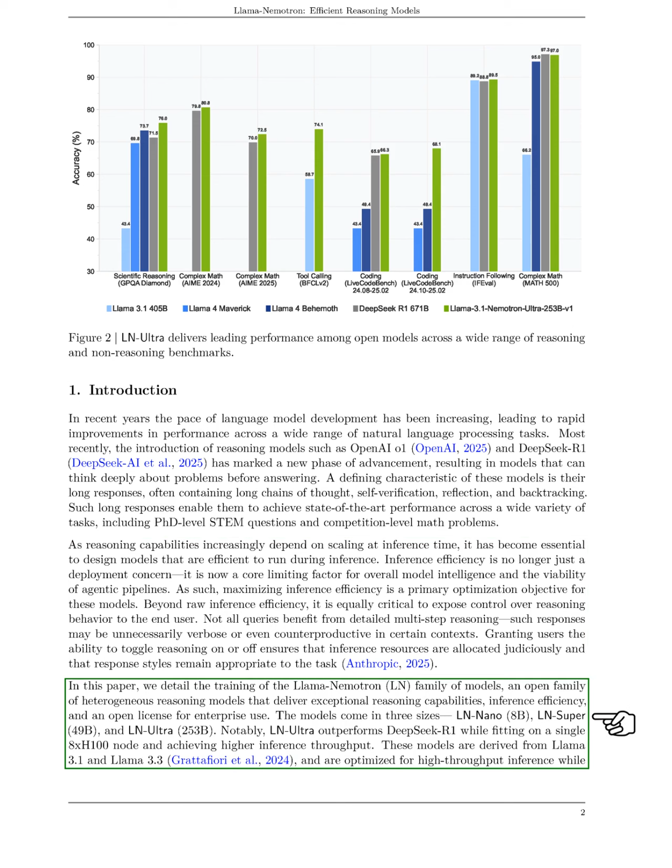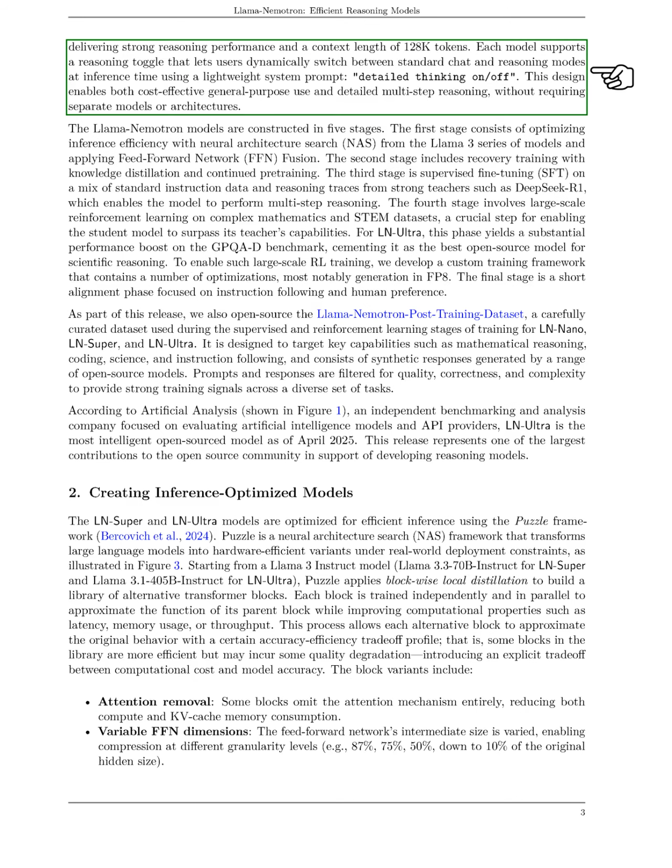We introduce the Llama-Nemotron family of models, which are open source and designed for high reasoning capability and inference efficiency. These models come in three sizes: LN Nano, LN Super, and LN Ultra. Notably, LN Ultra outperforms DeepSeek R1 while fitting on a single hardware node and achieving better inference throughput. These models are based on Llama 3.1 and 3.3, optimized for high throughput inference with a context length of 128,000 tokens. Each model includes a reasoning toggle that allows users to switch between standard chat and reasoning modes easily.